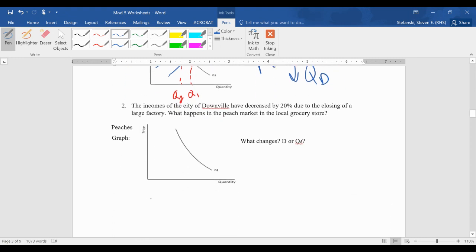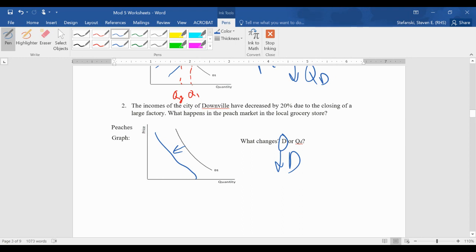We look at number 2. Number two says the incomes in the city of Downsville have decreased by 20% due to the closing of a large factory. What happens to the peach market in a local grocery store? So once again, if the income falls, right, we know that it's going to shift this way, right? So this is a decrease in demand.